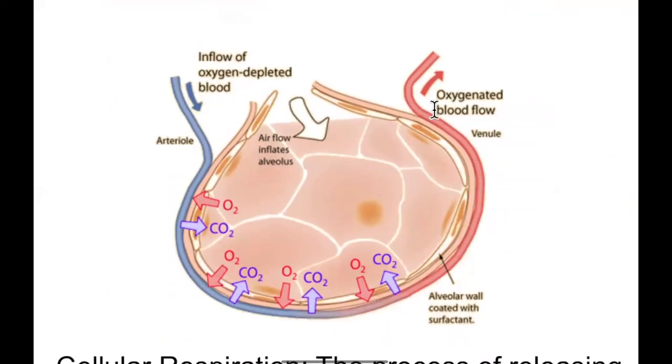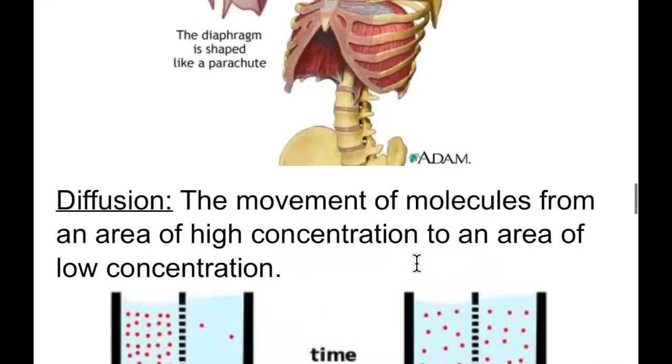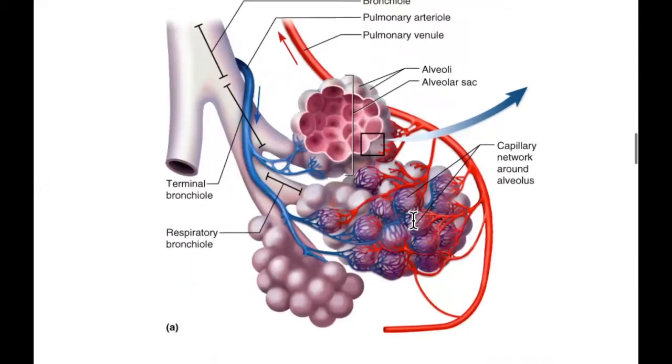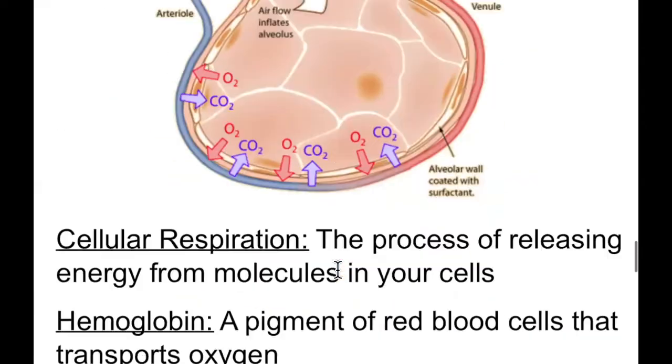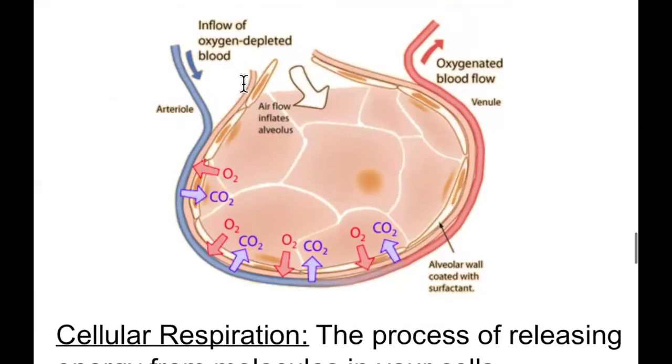Here's another picture. Here's the alveolus. Back up here. One of these round circles with the blood vessels around it. That's what we're looking at, the round circle, the alveolus, with the blood vessel around the outside.